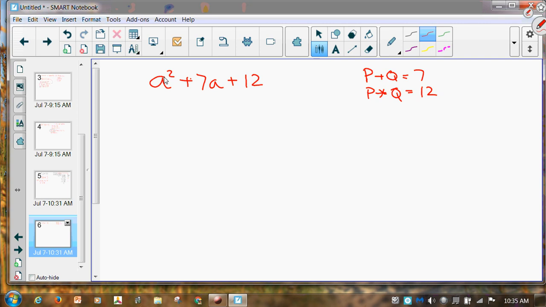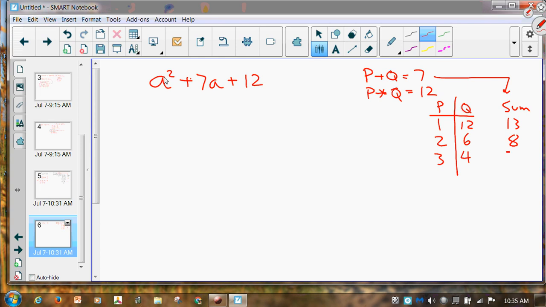And so what will make that true? Okay, so let's find some factors of 12. P times Q, what are some factors? Well, 1 and 12, obviously. We could have 2 and 6. We could have 3 and 4. And that's pretty much it, I think. Okay, so when we sum these together, we want 7 to be the sum. 1 and 12, well, that's 13. 2 and 6 is 8. We're getting close here.